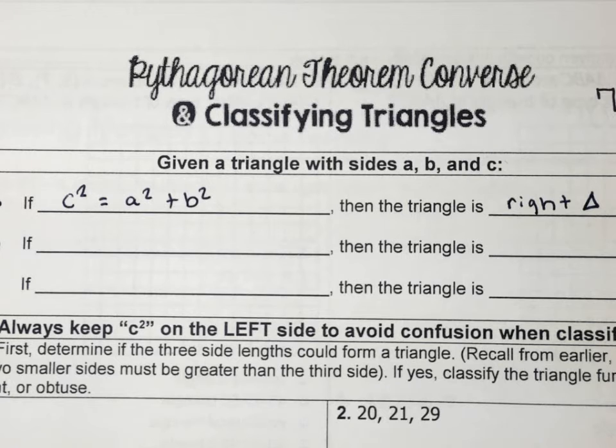So, the Pythagorean Theorem and its Converse, and classifying triangles, like I already spoke to you about. If your numbers don't satisfy the equation a squared plus b squared equals c squared, then it is not a right triangle. It's one of the other two. It's either acute or obtuse.